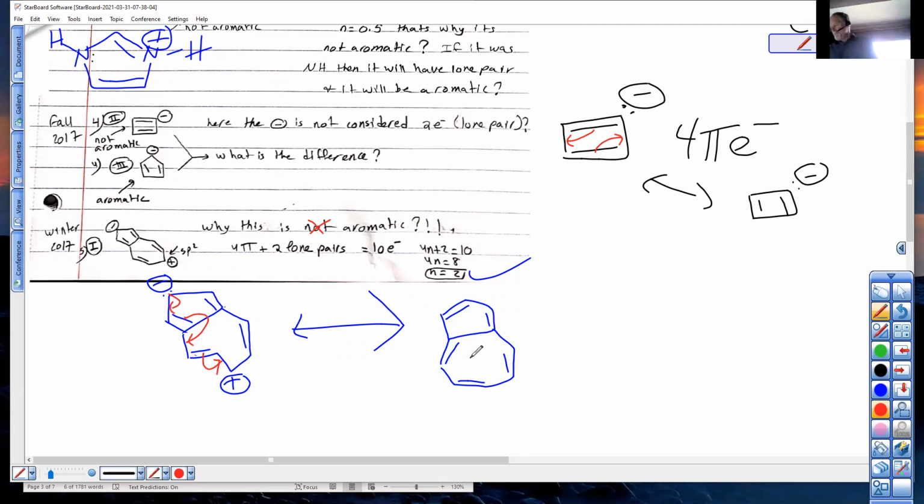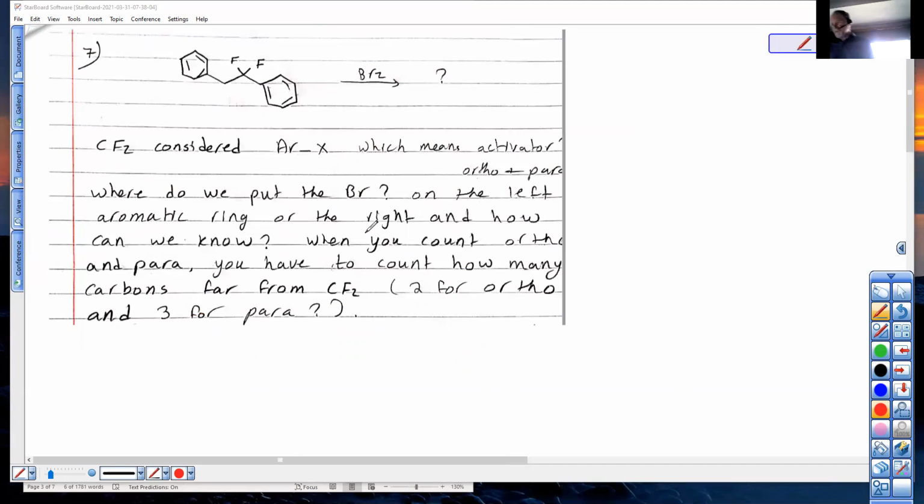And this one's easier to see. It's aromatic, right? 2, 4, 6, 8, 10. Don't have to ask the question, is there a lone pair needed for aromaticity? There's no lone pair. Do we have aromaticity? On our next page, if not, yeah, this is about electrophilic aromatic substitution.